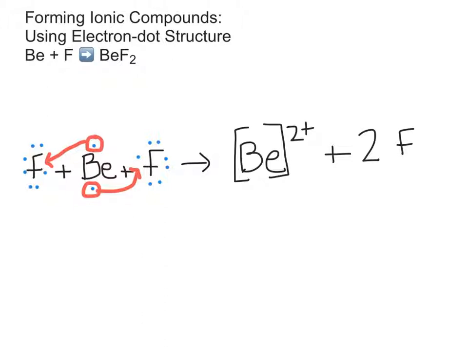Each fluorine atom has a full octet because they gained a valence electron. So we surround fluorine with 8 valence electrons. Because it has gained an electron, it is now charged, and specifically it has a 1- charge. And that is how we use electron dot structures to form beryllium fluoride.